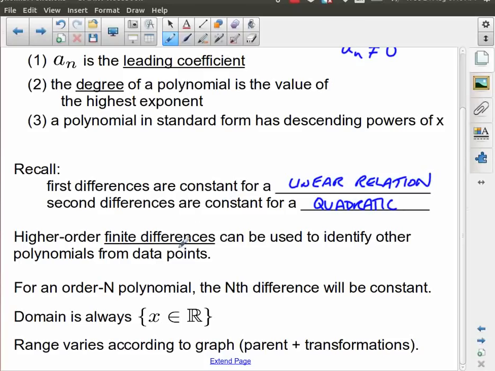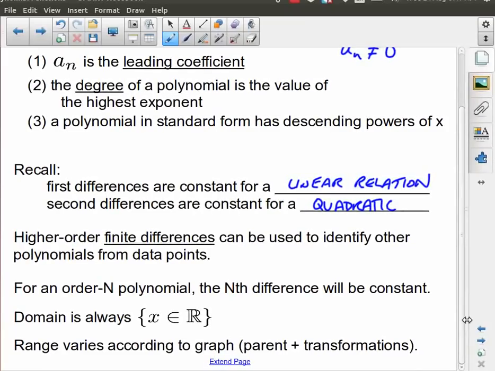So if we had an unknown relation, and we had it in terms of a table of values, we could use these finite differences, more and more of them. We could do first differences, second differences, third, fourth, fifth, sixth differences, until we found that they were constant. If we have an order n polynomial, then it's going to be the nth difference that's constant. So if it's an order 5, which is a quintic, then that's going to be fifth differences that we have to go to. Now, that can be a problem just because when you're trying to take first and second and third differences, you have to have enough data points in your table to allow you to do that.